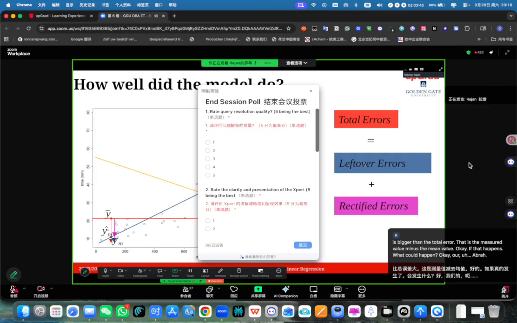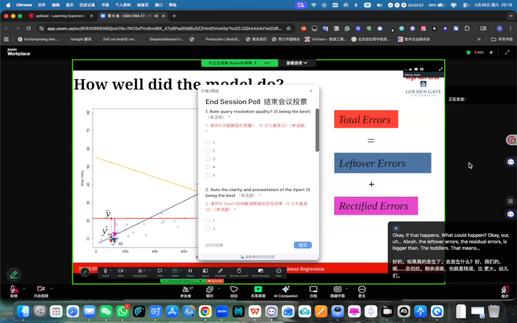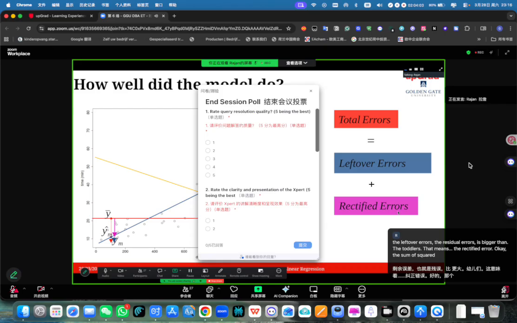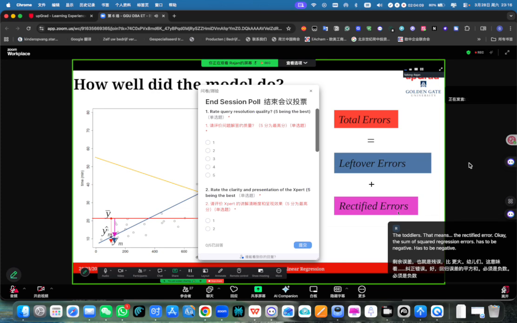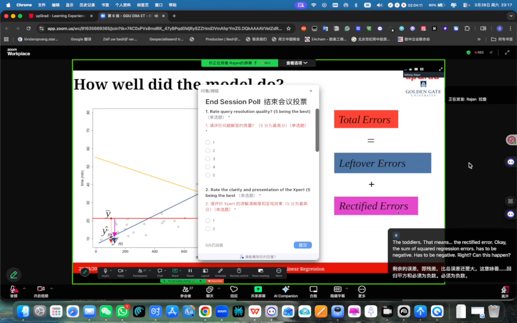The leftover errors, the residual errors, is bigger than the total errors. That means the sum of squared regression errors has to be negative. Has to be negative, right? Can this happen? That doesn't make sense.